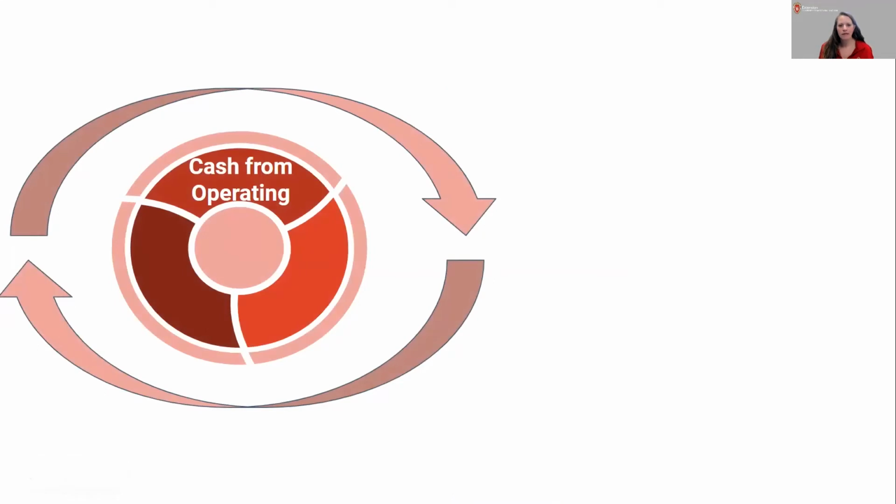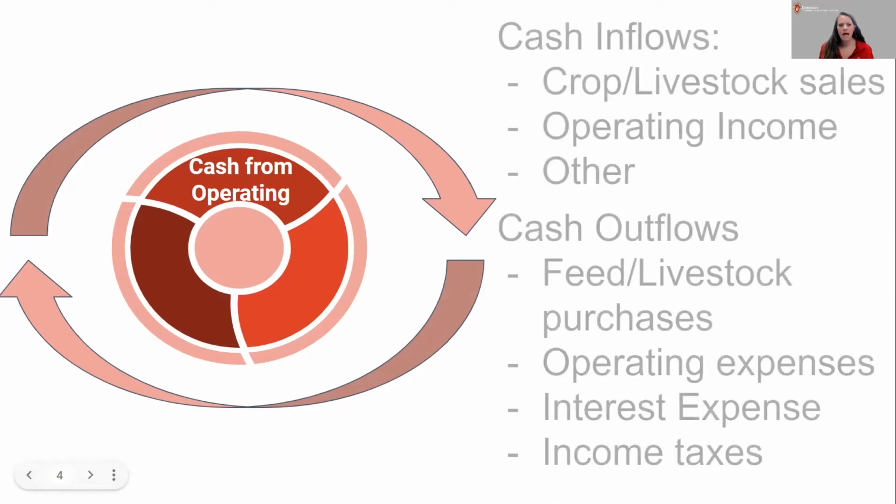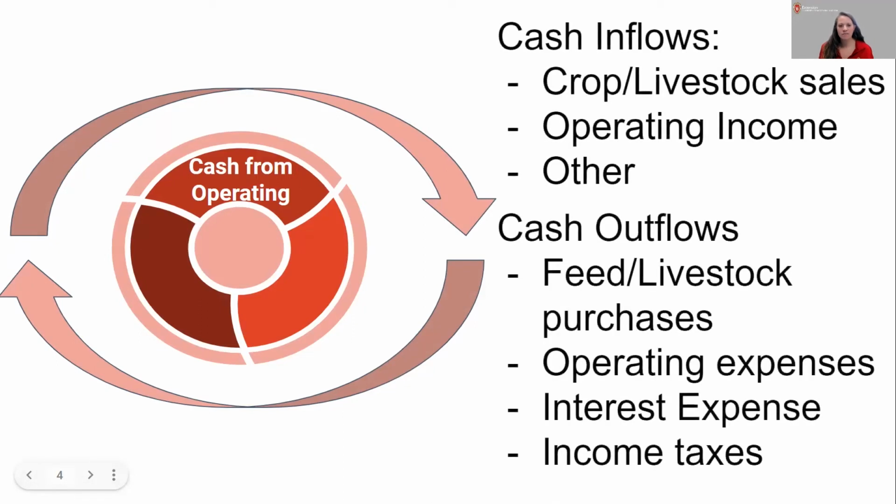When you think about operating activities for your farm, what comes to mind? Operating activities include cash inflows and outflows associated with operating your farm business, such as sales and other income generated from sales of product, along with operating purchases, family living expenses, and income tax payments.